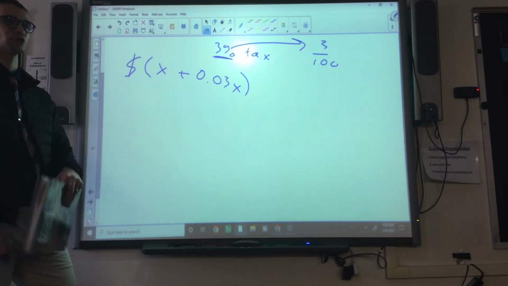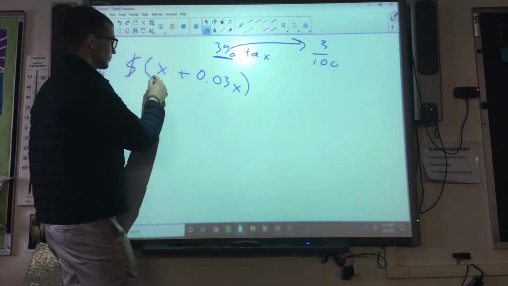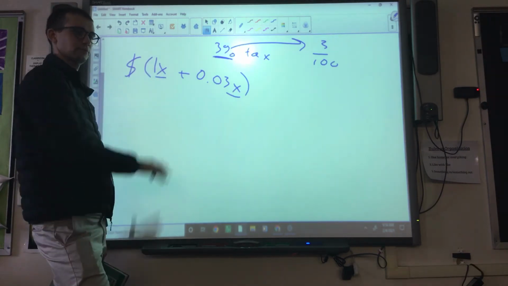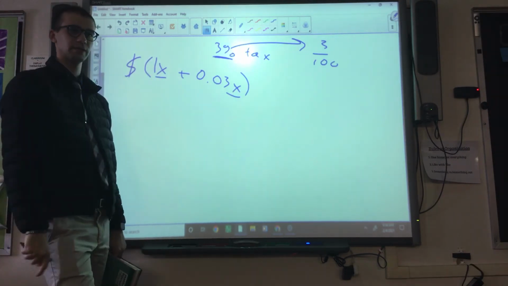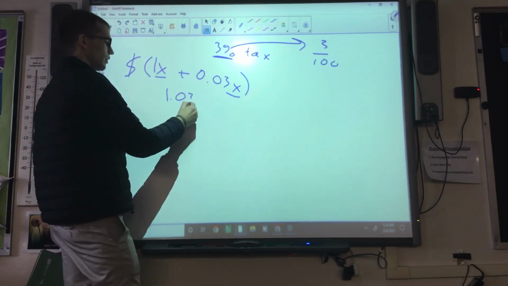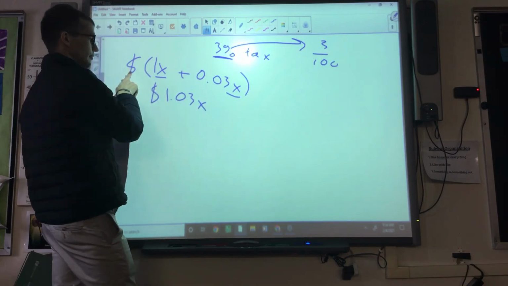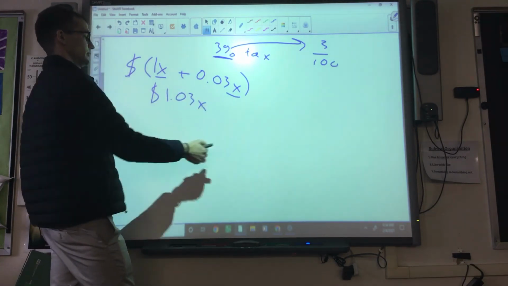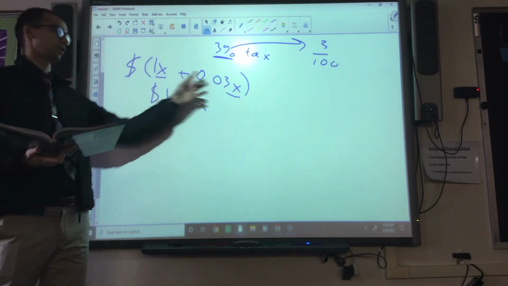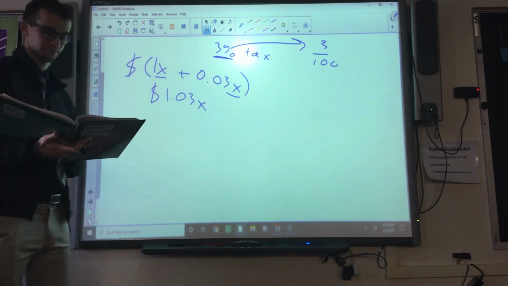Are there any like terms that you could add? Yeah, the 100. Oh wait. This has an X and this has an X. This is 1X. 1X plus 0.03X makes 1.03X. And now you have dollars. You don't need to put parentheses around it because it's all one term. Here it's two terms being separated by an addition sign. Here it's all one term.